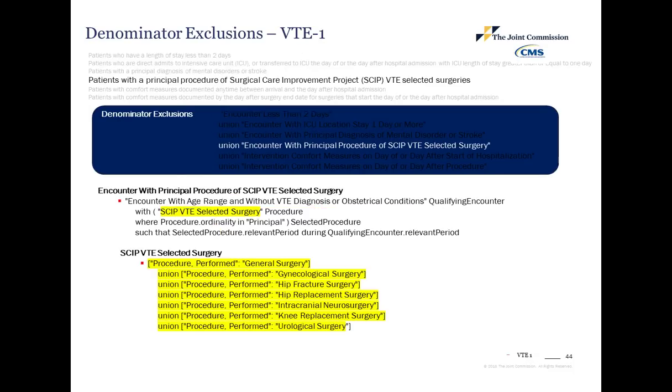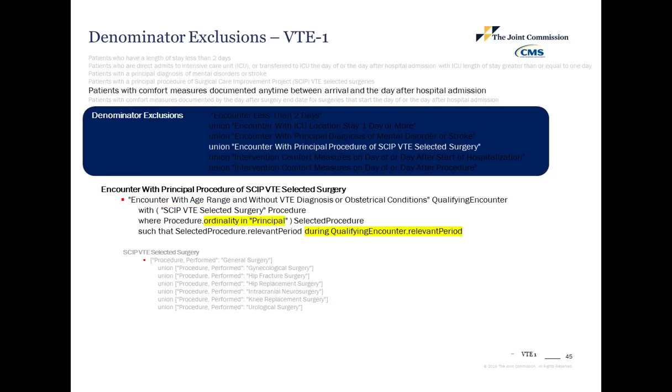And moving to the fourth exclusion, encounter with principal procedure of VTE selected surgery. In this expression, we call out another definition, VTE selected surgery, where it combines all these surgical procedures highlighted into one list, so that if any of these procedure codes are captured in the EHR, it will meet the condition. So in this next definition, by using the attribute of ordinality in principle, we're looking for a principal procedure within the VTE selected surgery list, and the procedure must also occur during the encounter.